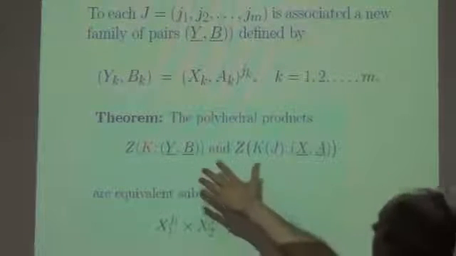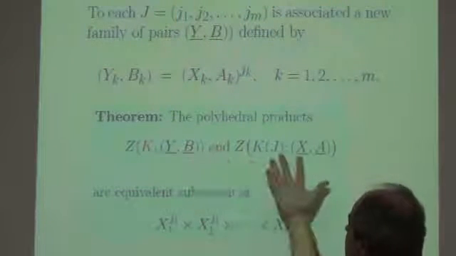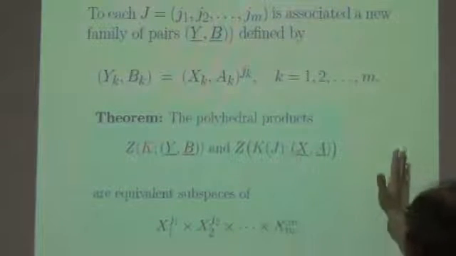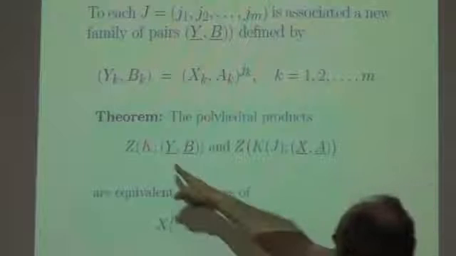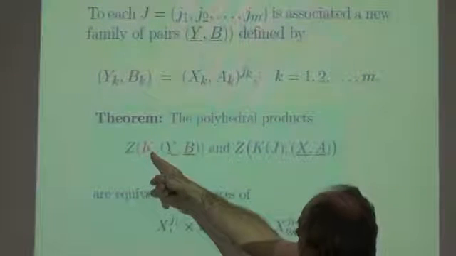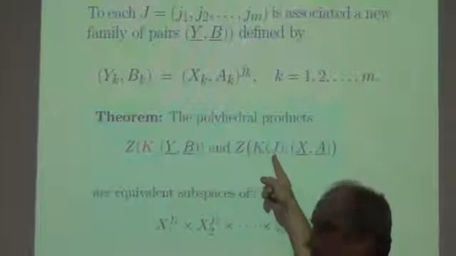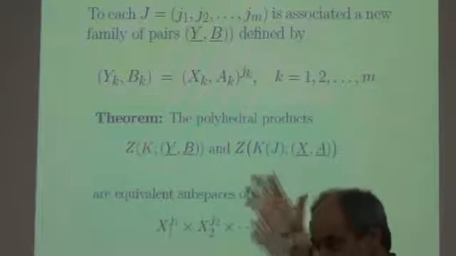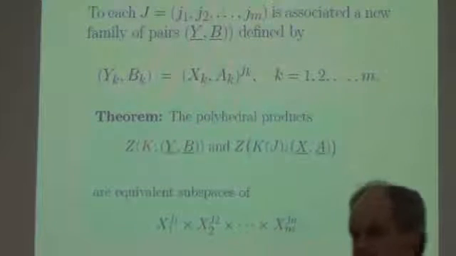And so if I exponentiate the pairs, the important point about this is that the combinatorics of K is less than the combinatorics of K of J. That's the key point. Yes?